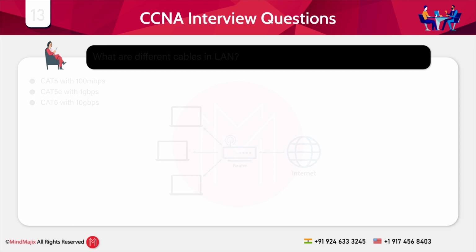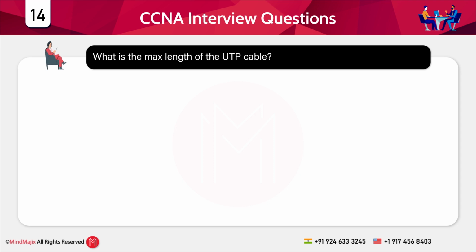Next question related to cabling is, what is the maximum length of UTP cable? The answer is 100 meters is the standard length. And if you want to go beyond this, we can use fiber optic cable.